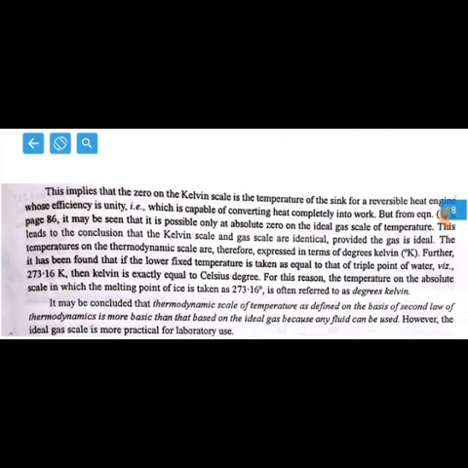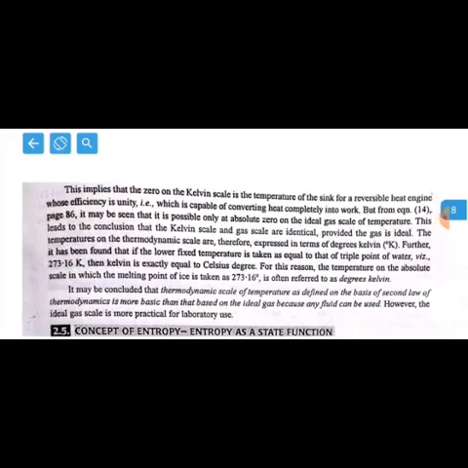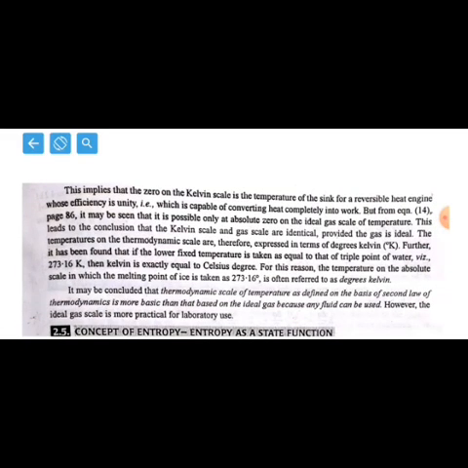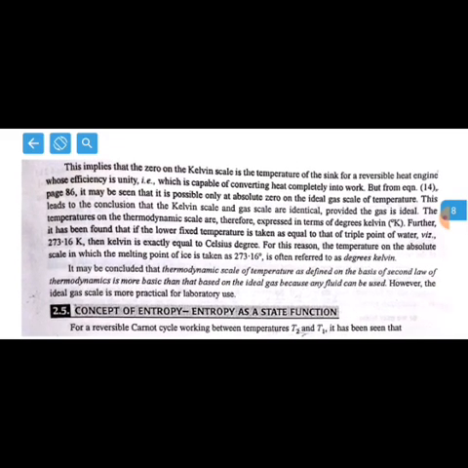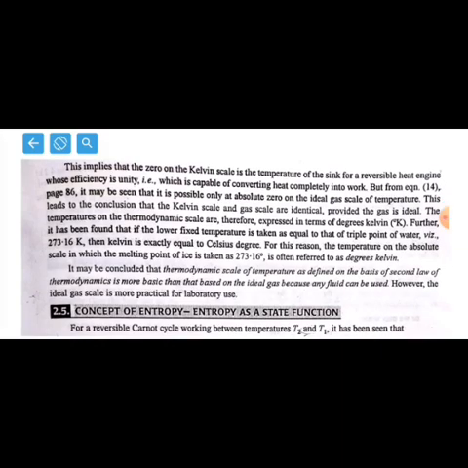This implies that 0 on the Kelvin scale is the temperature of the sink for the reversible heat engine whose efficiency is unity, that is, which is capable of converting heat completely into work. But from equation 14, page number 86, it may be seen that this is possible only at absolute 0 on the ideal gas scale of temperature. This leads to the conclusion that the Kelvin scale and the gas scale are identical provided the gas is ideal.